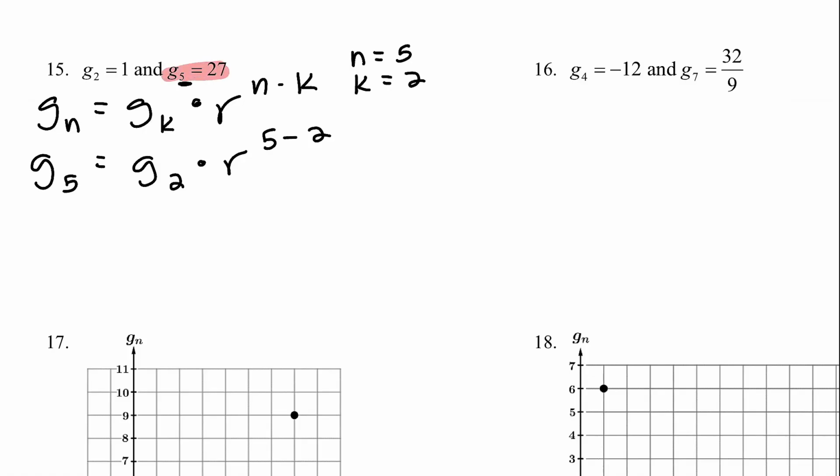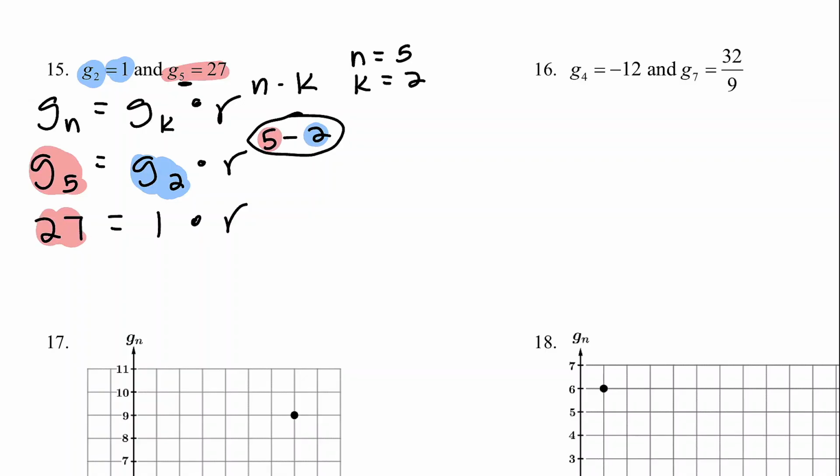So again, G of 5, I'm plugging into here. That would be 27. G of 2, I'm plugging into here. That would be 1. And I can do this up here. Again, I already plugged those in from those numbers. But 5 minus 2 gets me 3. I can divide by this number in the front. This is just a 1. So I get 27 is equal to R cubed.